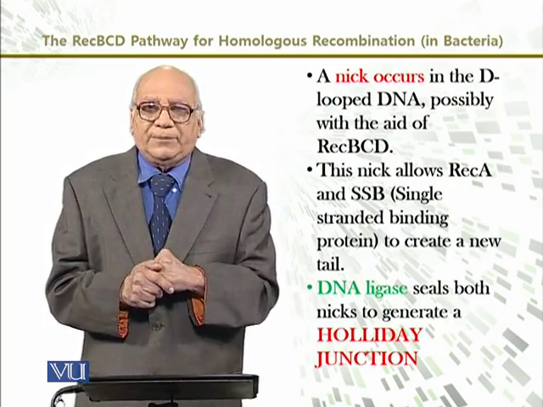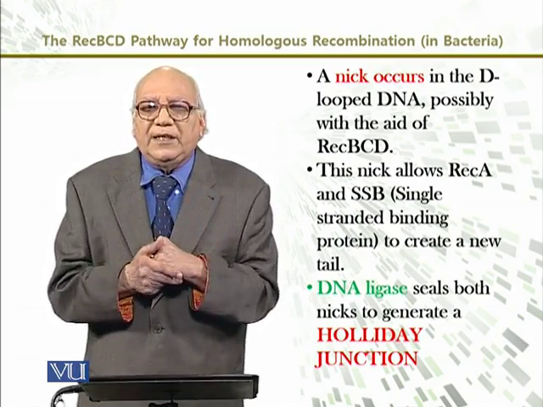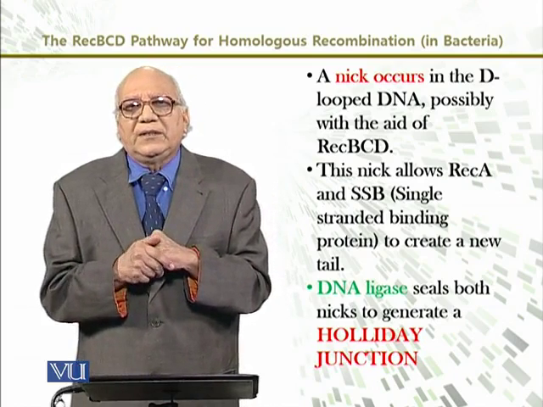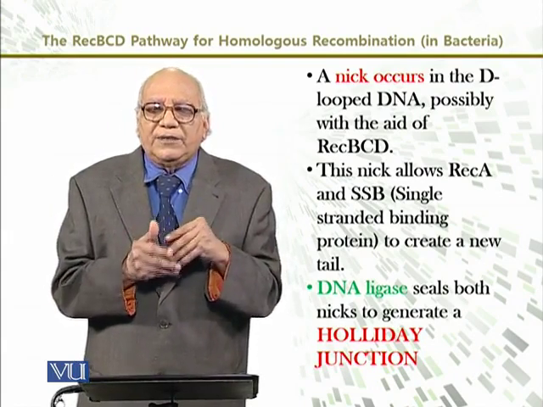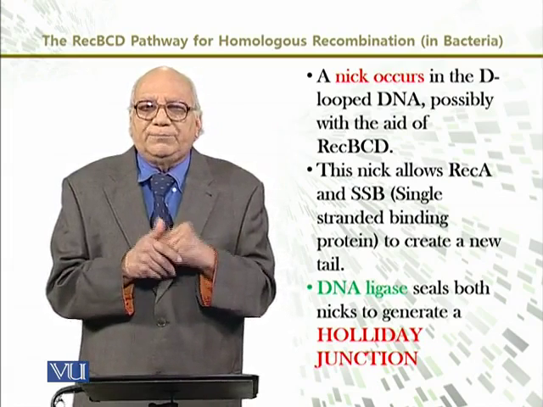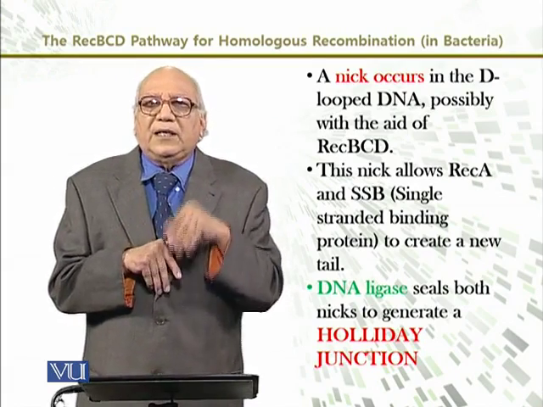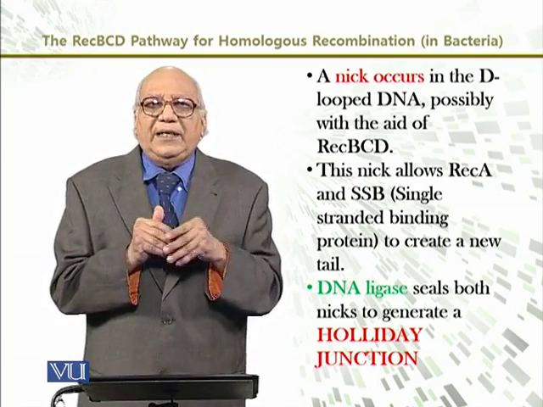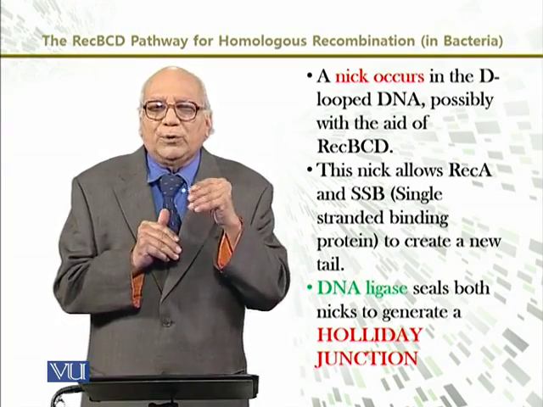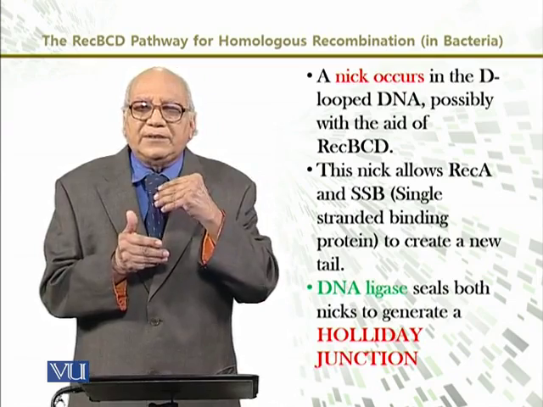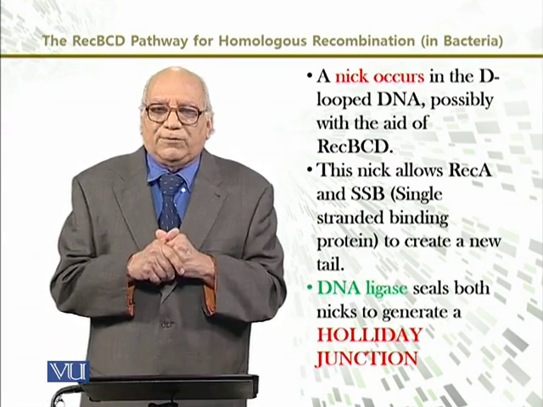Now, during this process, what happens? A nick occurs in the D loop DNA, possibly with the aid of RecBCD. RecBCD means the recombination enzymes responsible for B, C, and D. And when this nick is formed, it allows RecA and SSB, another protein, a single-stranded binding protein, and it creates a new tail. एक नया सिरा, a new side, is formed.